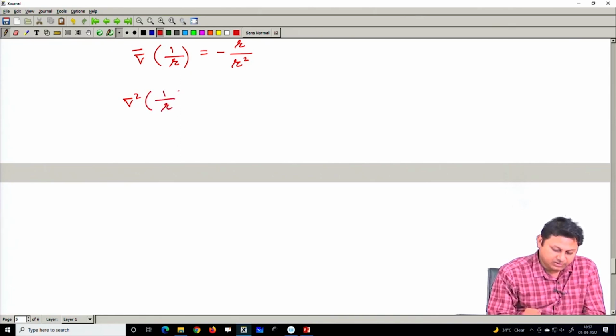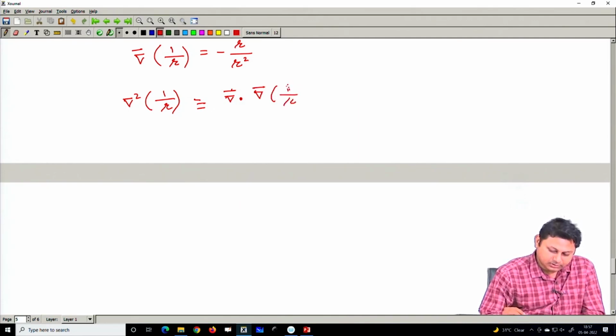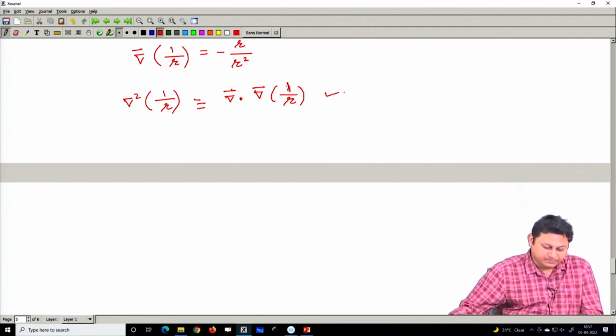This is a Laplacian and I want to calculate this quantity. This quantity is equivalent to the divergence of the gradient of 1 by r. The divergence of the gradient of 1 by r, that we know, in the previous class we already mentioned.